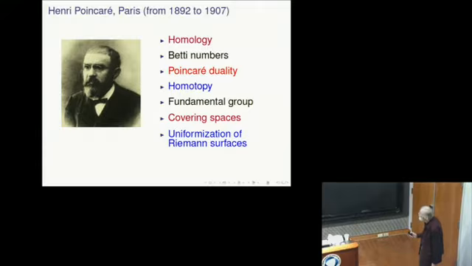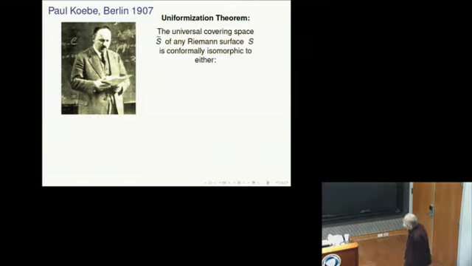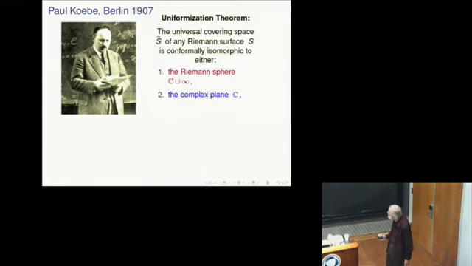Koebe proved it also in 1907. Some people like Koebe's proof better, but there's controversy about whether there's any real difference. Anyway, let me state the theorem. If you take any Riemann surface and take its universal covering space, then it's conformally isomorphic to either the Riemann sphere, the complex plane, or the unit disk in the complex plane.